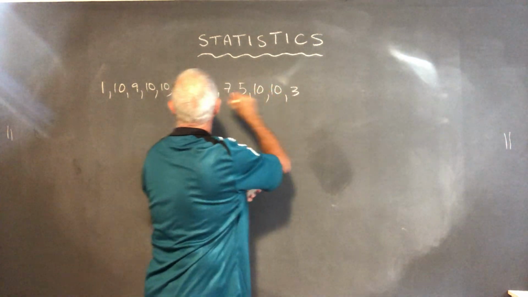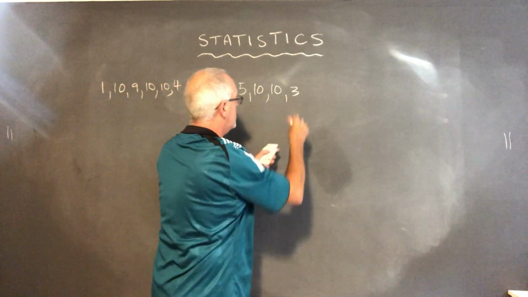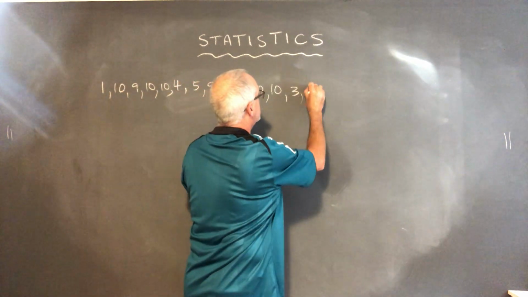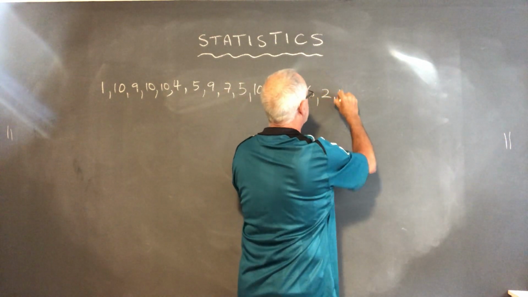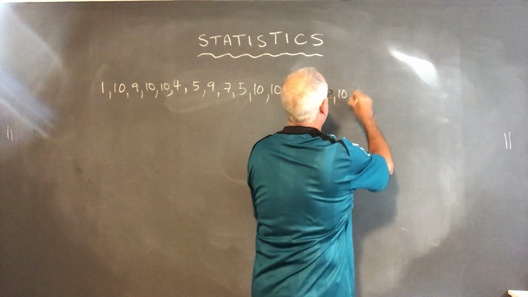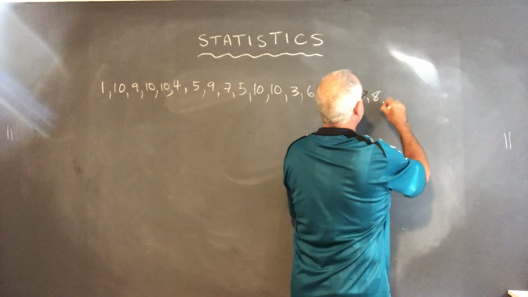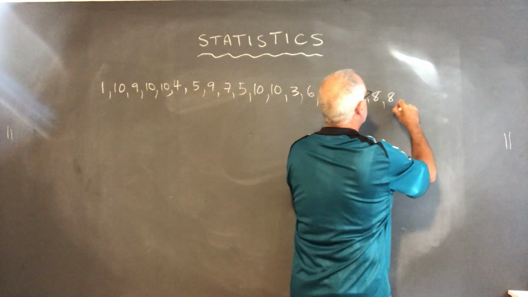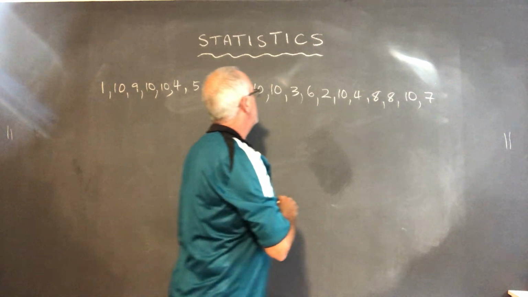3, how many do I have so far? 3, 6, 9, 12. The 3 is the 13th. 6, 2, king, 4, 8, 8, queen, that's a 10. 7, now how many do I have?